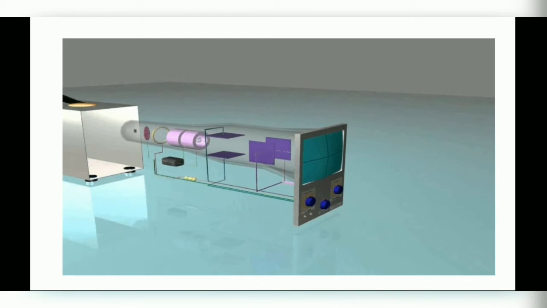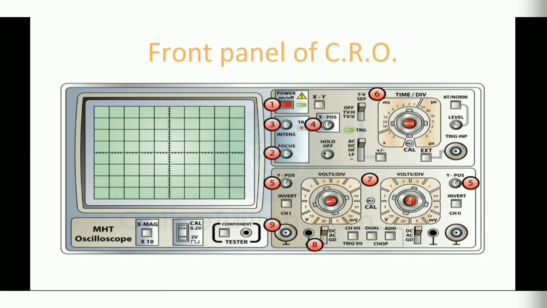So in this image you can see all these parts of CRT, that is focusing anode, accelerating anode, X and Y plate, and screen. This is the front panel of CRO, which we will see one by one.